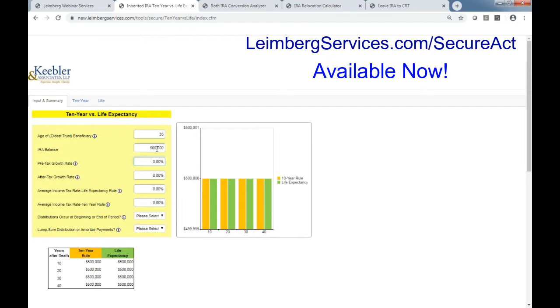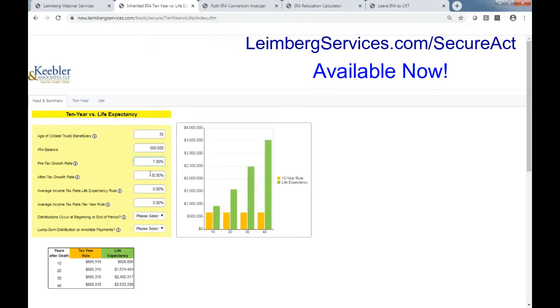Let's say the child is 35 years old. The IRA, the mom's IRA, is $500,000. We'll use a pre-tax rate of return of 7% and an after-tax rate of return on the outside account side of 5%. Then we'll talk about the average income tax rate during life expectancy. We'll run with a 25% during life expectancy between state and federal. And during the 10-year rule, we'll go with a 30% tax rate.